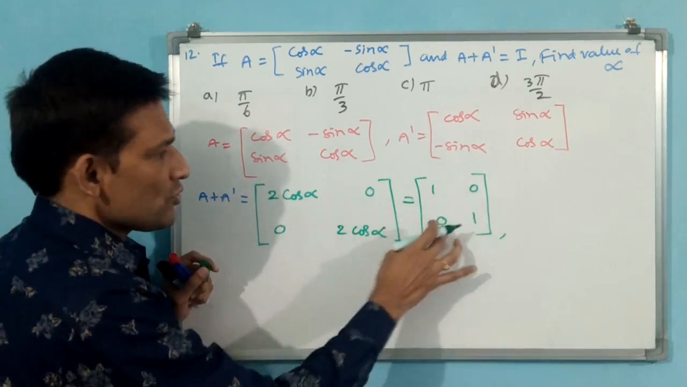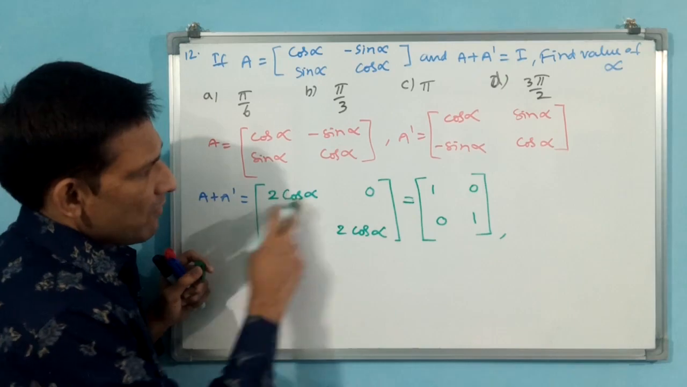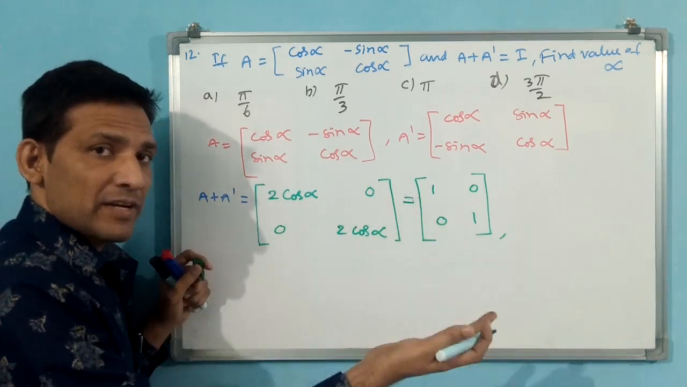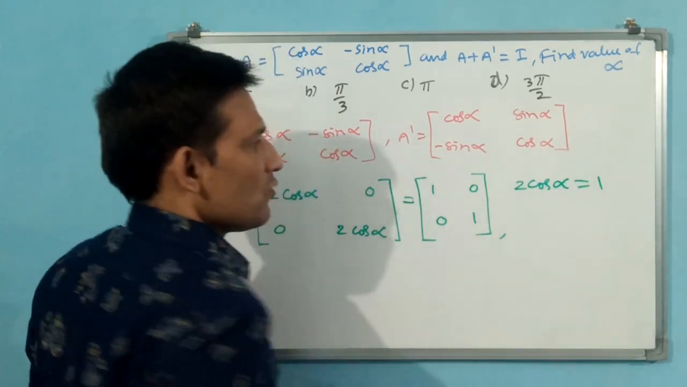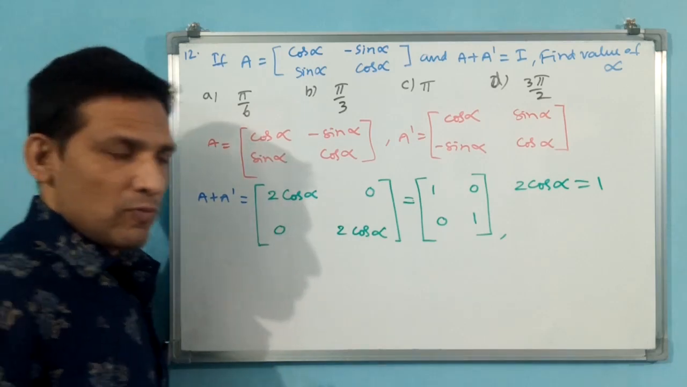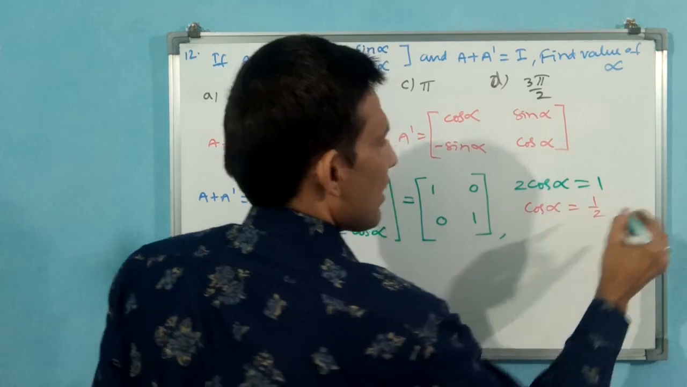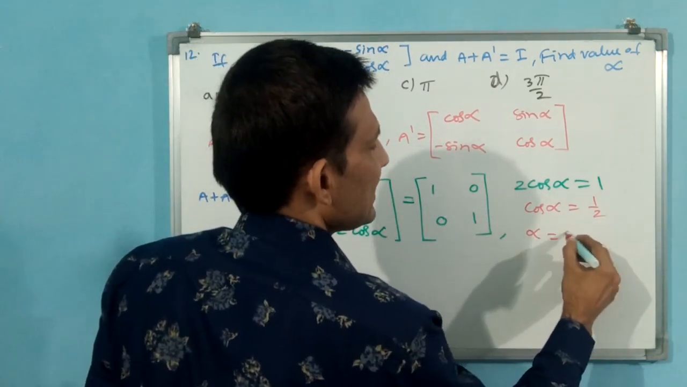Now you see 0, 0, 0, you don't do anything because you need not do. 2 cos alpha is equal to 1. When 2 cos alpha is equal to 1, then what is cos alpha? 1 by 2.